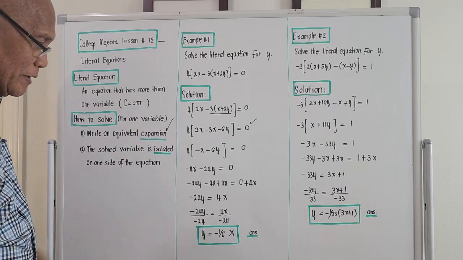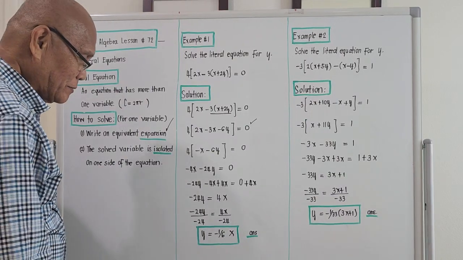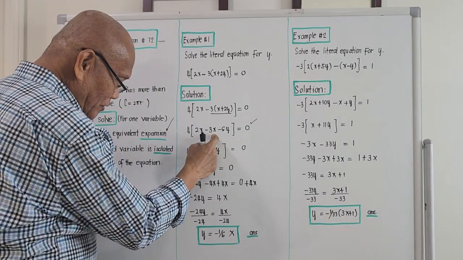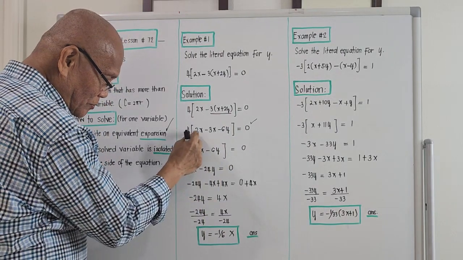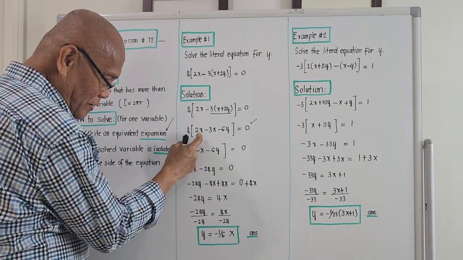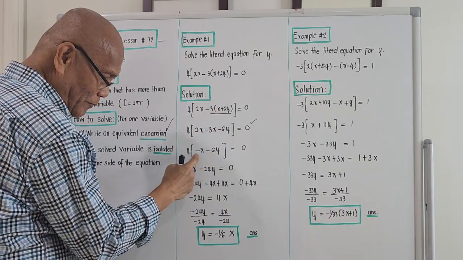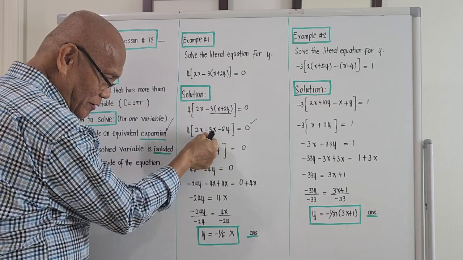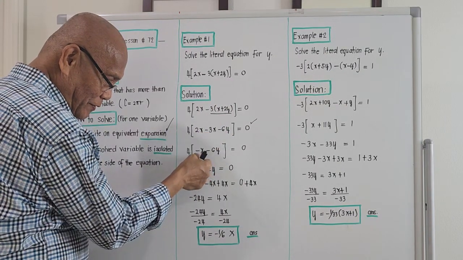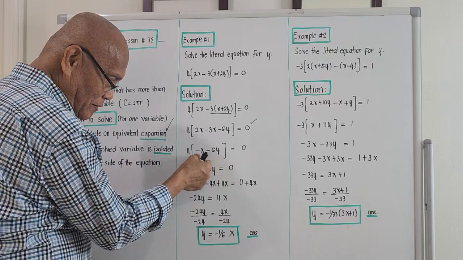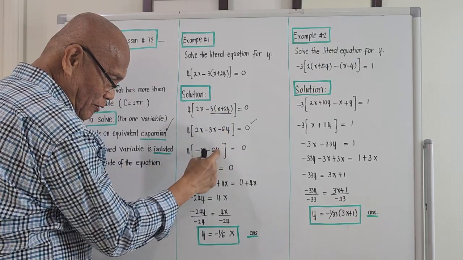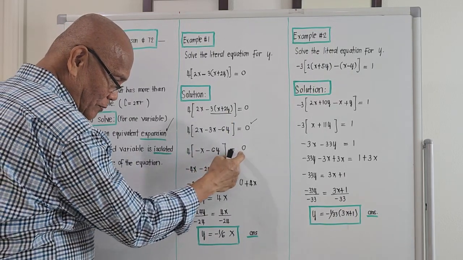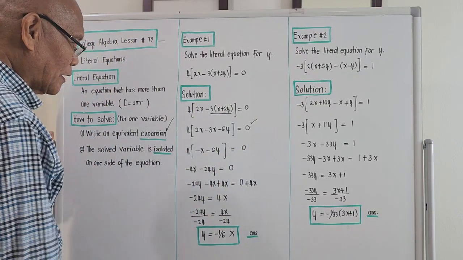What will be next? Combine similar terms. 2x and 3x are similar. This is plus 2, this is minus 3, so the overall sign will be negative because the negative value is higher. This should be negative x. Minus 6y, it's alone. Minus 6y, close bracket, and this should be equal to 0.